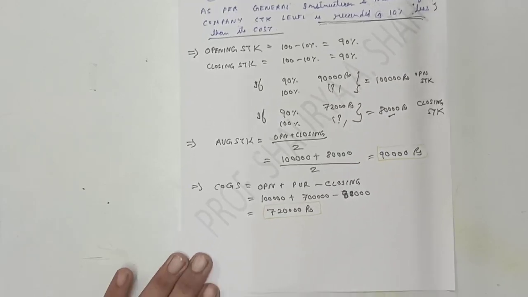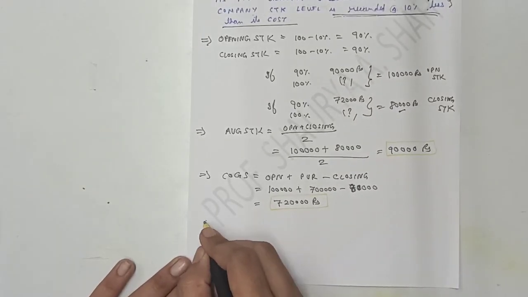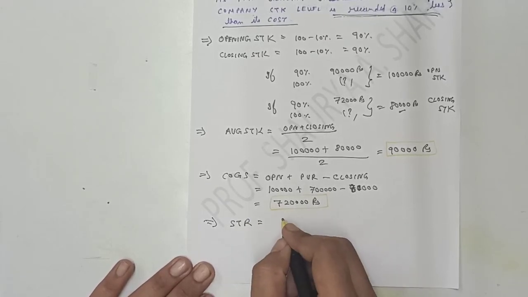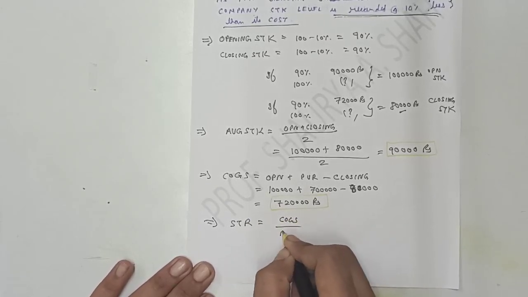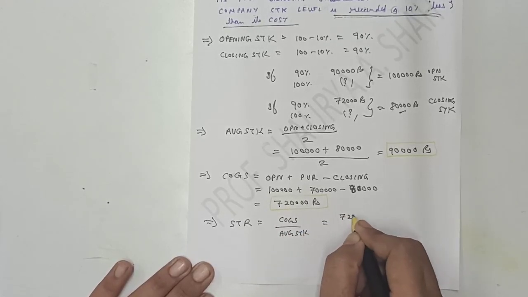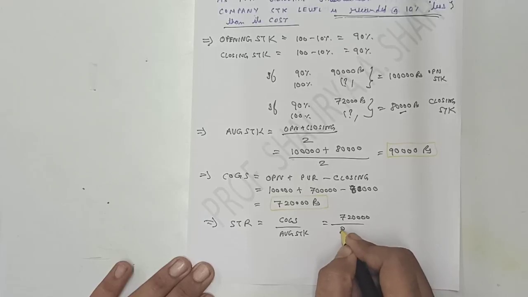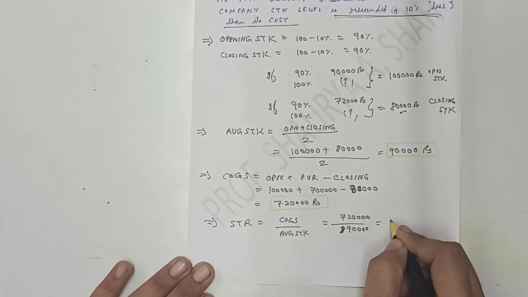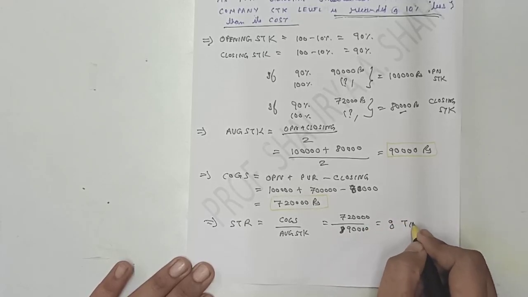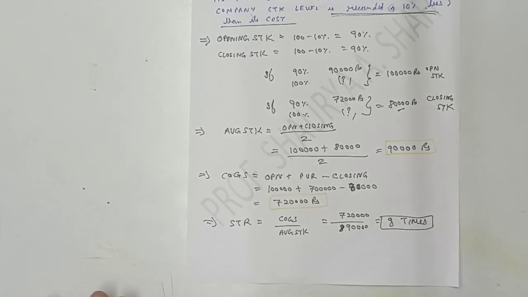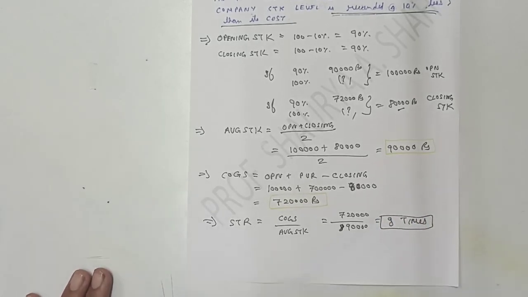What I'll do is I'll put up in the formula at the last to find out what they have asked. Stock turnover ratio is equals to COGS upon average stock, equals to 7,20,000 divided by 90,000, right? So 7,20,000 divided by 90,000 gives me the answer of 8 times. So 8 times is my stock turnover ratio, right?